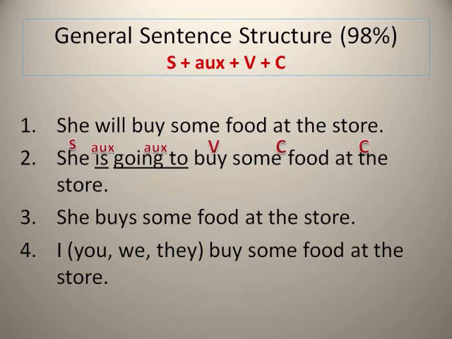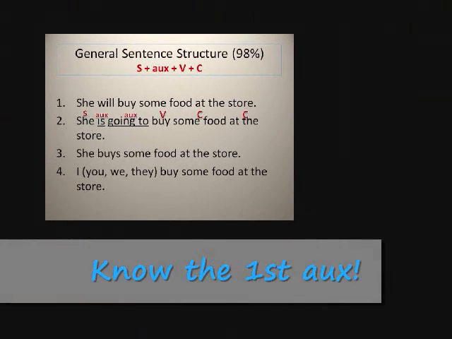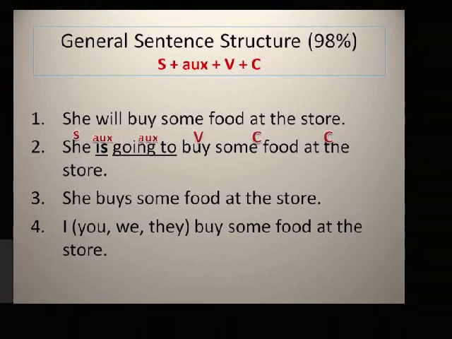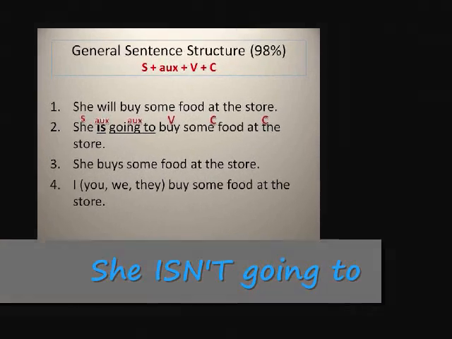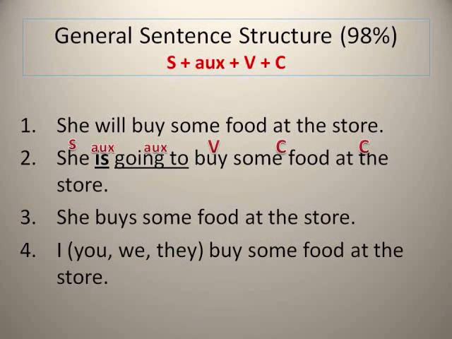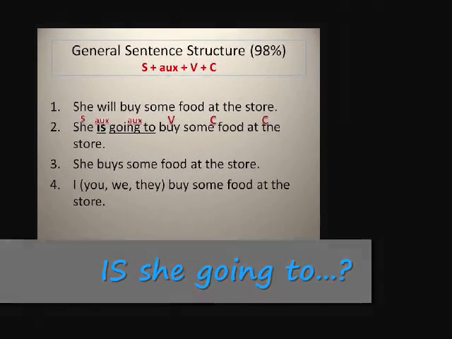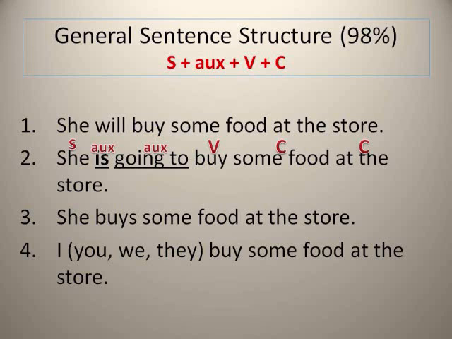However, we have an important note, really important, and that is to know what the first auxiliary is. In this case, the first auxiliary is is. That's because the first auxiliary is always the functional auxiliary. If you're going to make the negative, you need to use just the first auxiliary. For example, she isn't going to buy. If you're going to make the yes-no question, we use the first auxiliary. Is she going to buy? Really important.